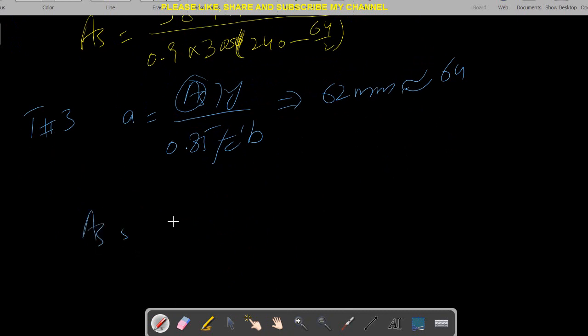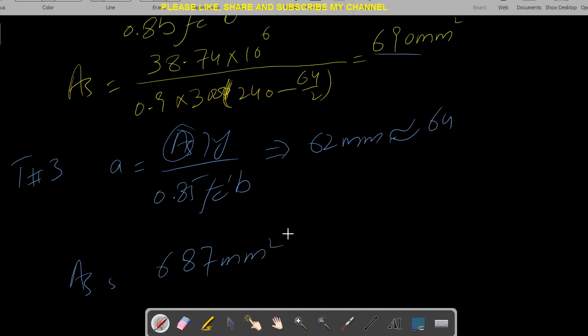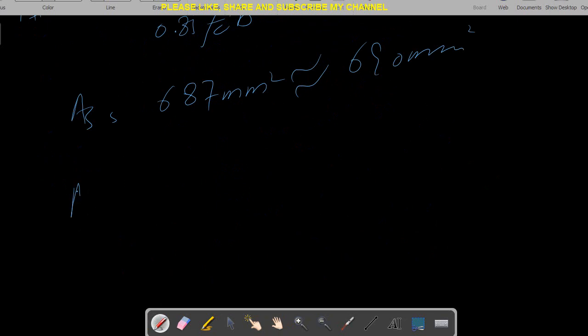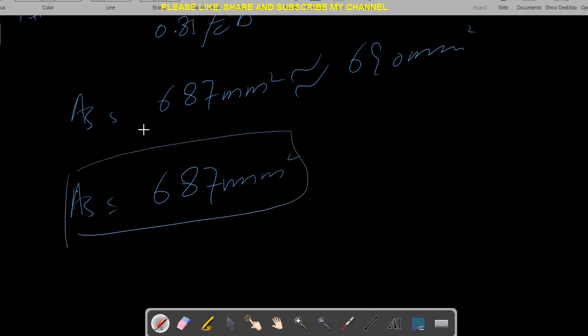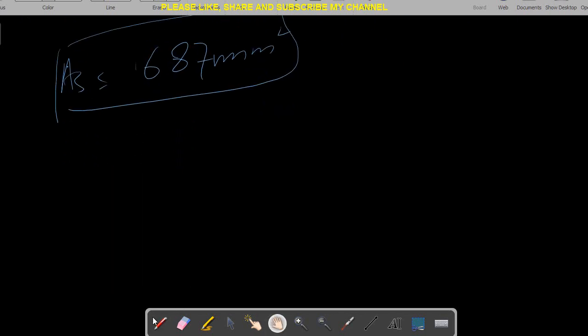Area of steel from the same equation, if you plug in the value, you get 687 millimeter square, and this time this value is close to the previously calculated value. And here my final area of steel is 687 millimeter square. We can go for other trials, and you can see at the 5th or 6th trial this value will be closed, right? So this is one way that you can calculate.